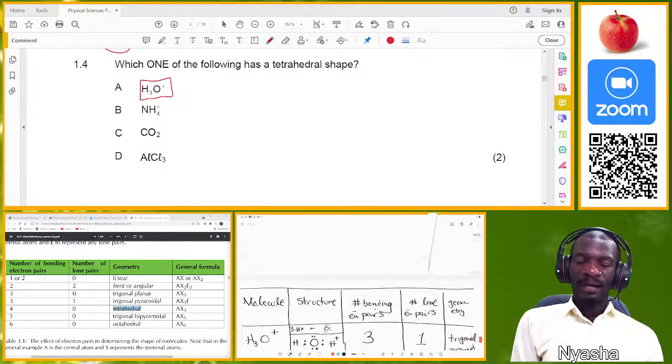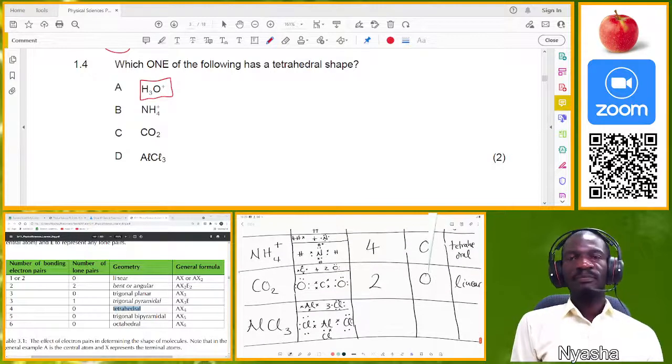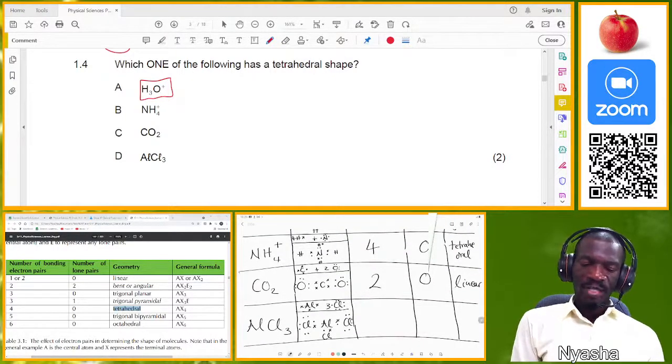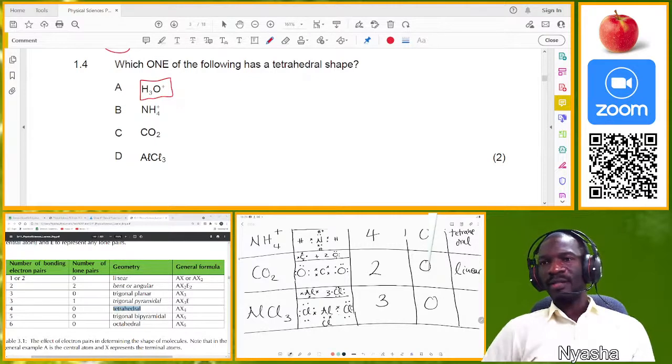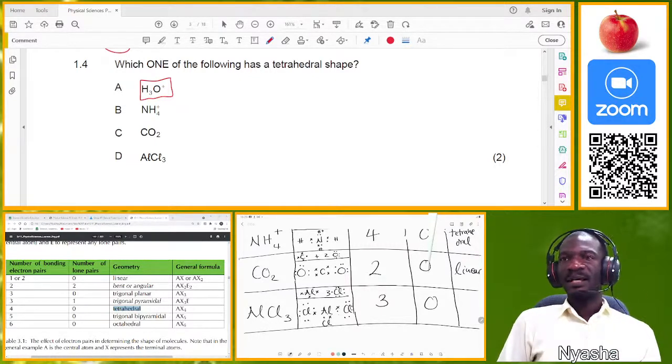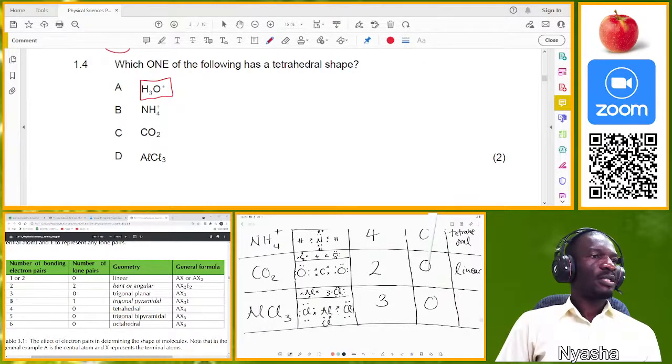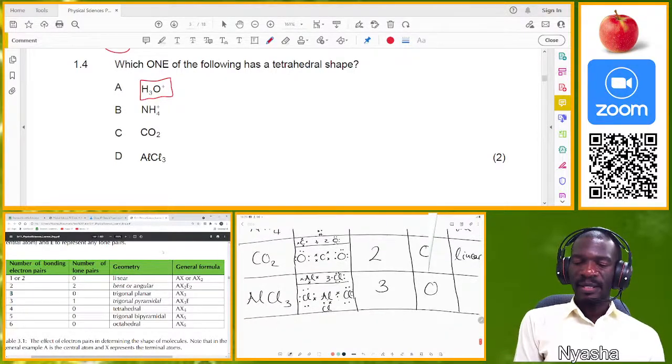Number of bonding electron pairs: how many electron pairs are bonding? There would be 1, 2, 3, so that's 3 bonding electron pairs. How many lone pairs do we have? We have no lone pairs. So for a system with 3 bonding pairs and 0 lone pairs, this one is trigonal planar.